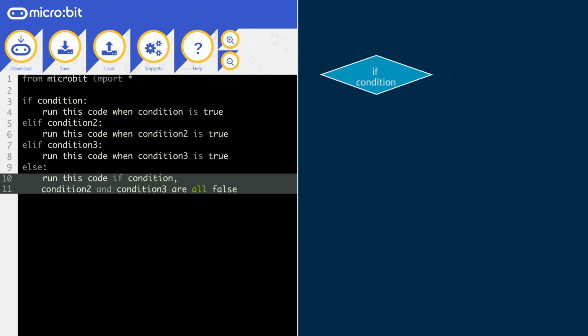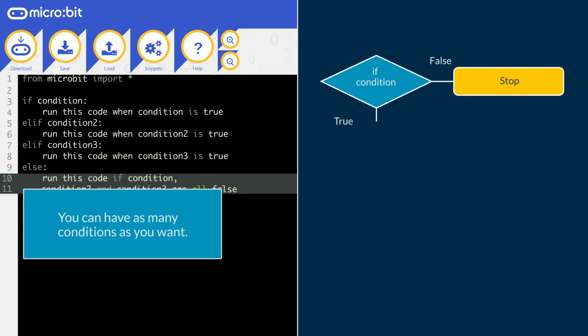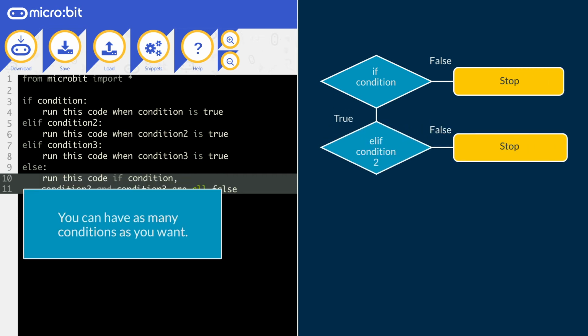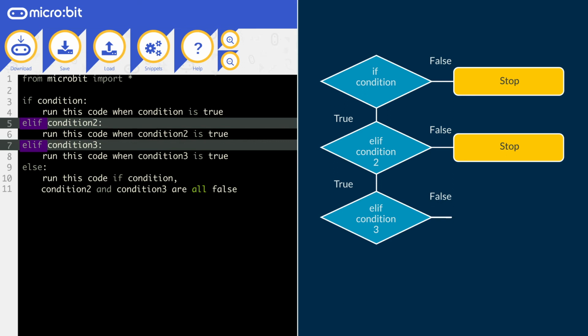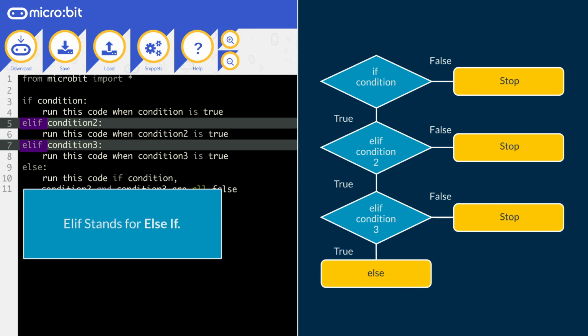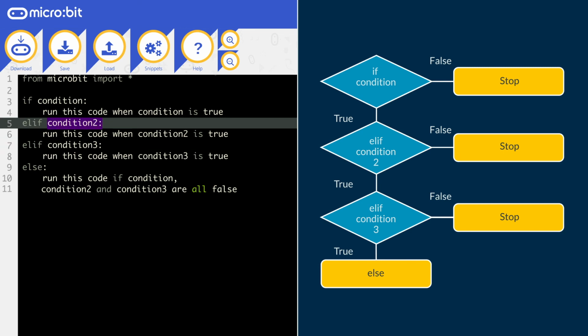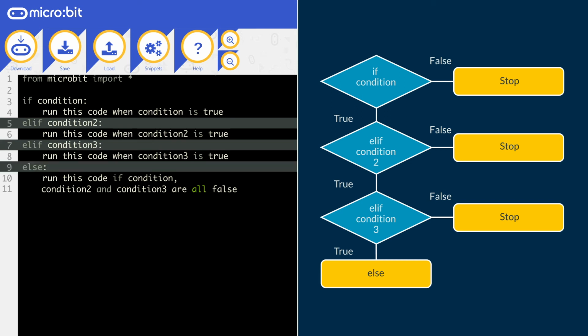So far, there has only been one condition. You can have as many conditions as you want, as long as you have an elif for each one. Elif stands for else if. After the elif, you have the second condition and then a colon. The code underneath is indented because this only runs when the elif condition is true. You can put several elifs and even an else at the end if you need to.